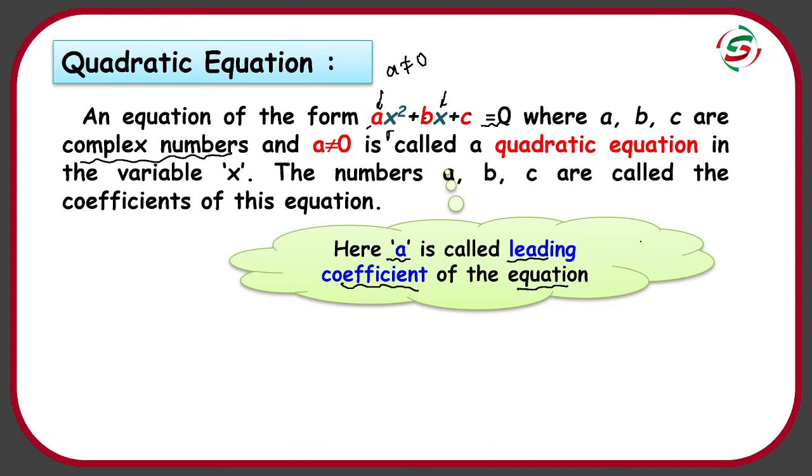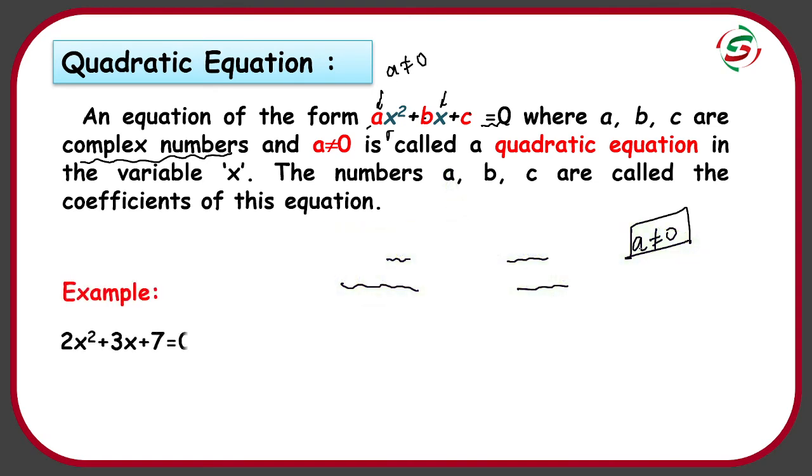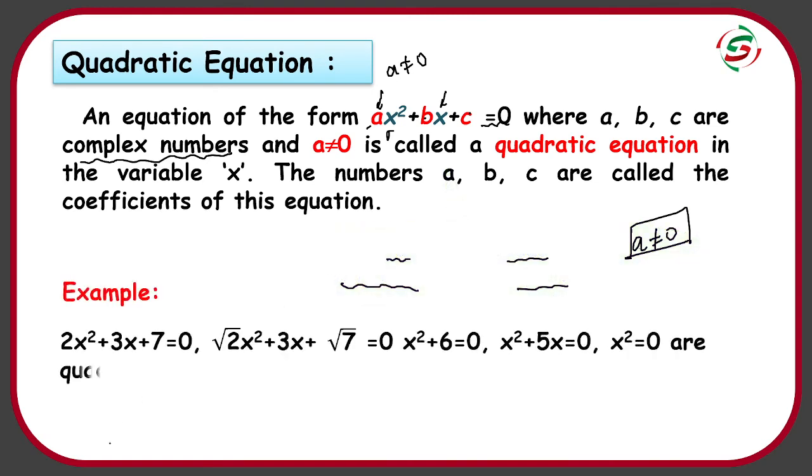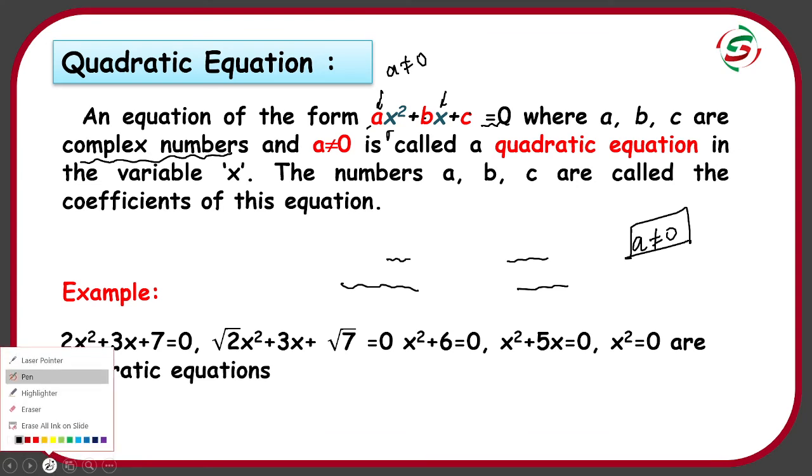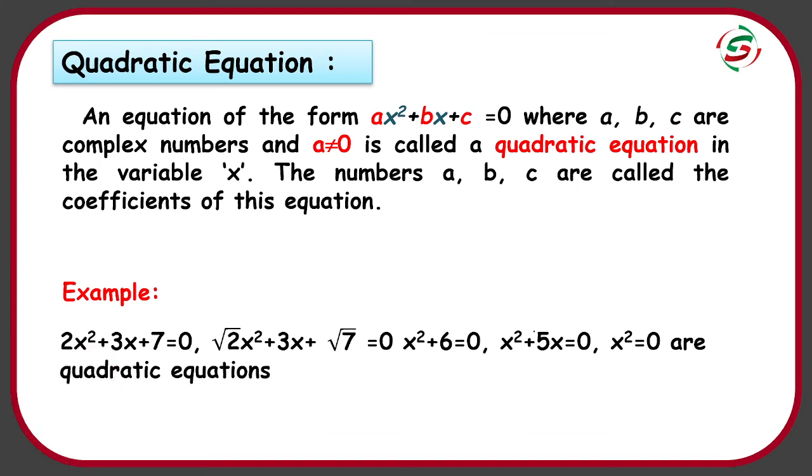Of the equation, the leading coefficient must always be non-zero. Okay. So examples, you can just go through these. These are very simple examples. That is 2x square plus 3x plus 7 equal to 0.